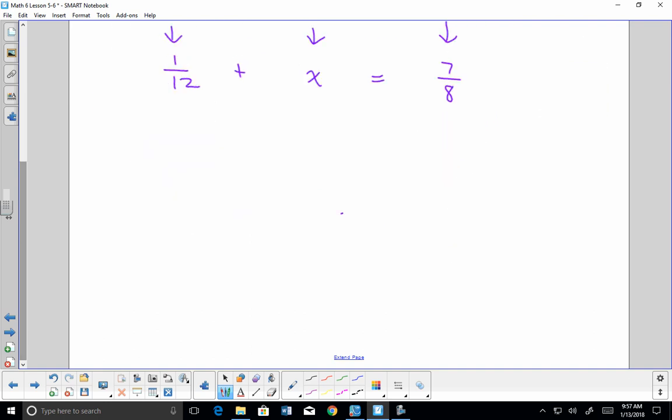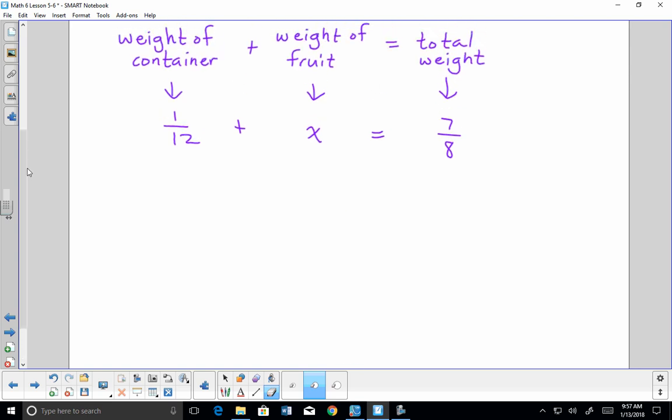So if we're going to solve this equation, I'm just going to write this a little bit closer so that it's easier to solve. I need to get my variable by itself. Since we added 1/12 to x, I will subtract 1/12 from x. These will cancel out, leaving me with x.